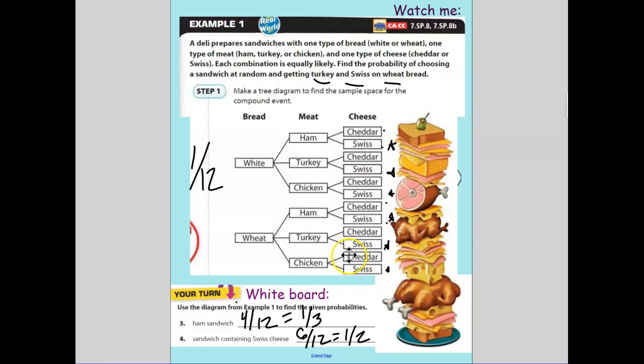All right, probability of getting a ham sandwich. We have white ham cheddar, white ham Swiss, wheat ham cheddar, wheat ham Swiss. So there are 4 different ham sandwiches out of 12 options altogether. That gives us a 1/3 chance, or a 1 in 3 chance of getting a ham sandwich. Sandwich containing Swiss, well, we have 1, 2, 3, 4, 5, 6 sandwiches that have Swiss cheese on them out of 12 total, and that simplifies to 1/2.